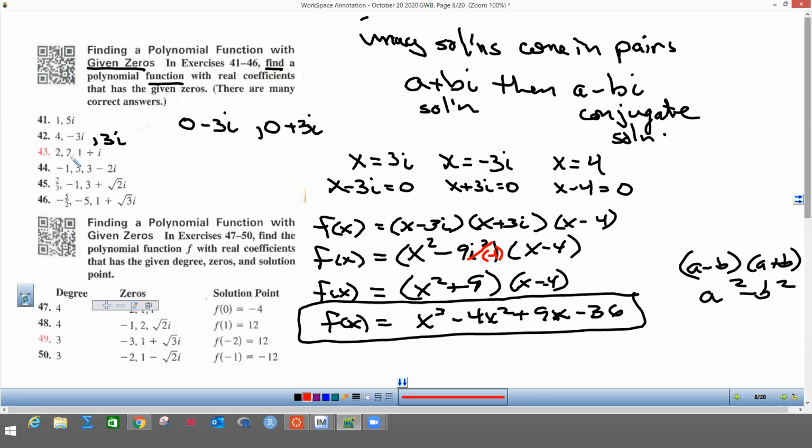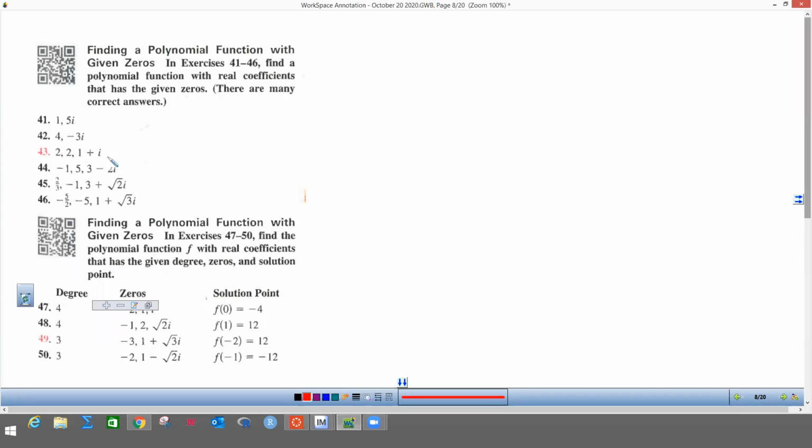Now, this one's going to be kind of nasty, but it's not too bad. Also, do you see the red 43? That means you could have taken a picture of this QR code and watched a video of how to do this, but you don't have to. I'll do it with you right now. So this has 4 solutions. Remember, if I have a complex number, its conjugate is also a solution.